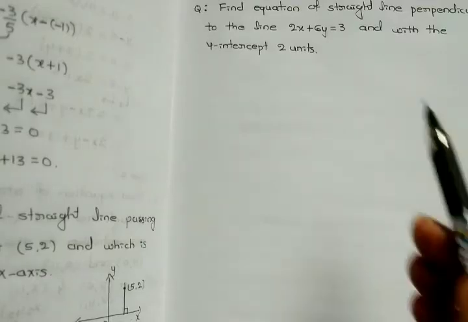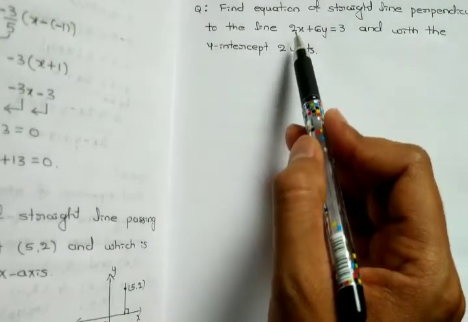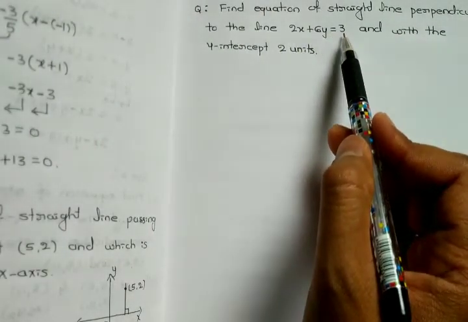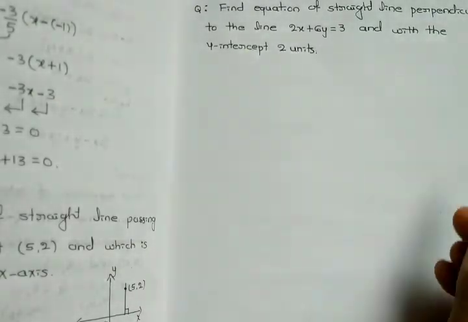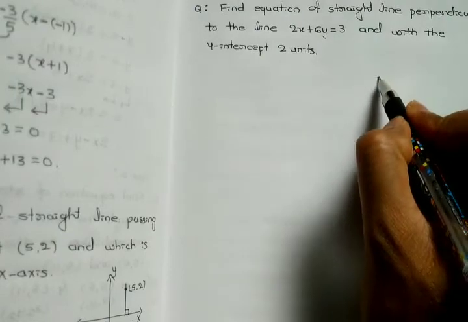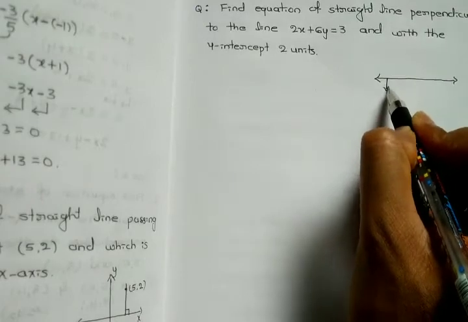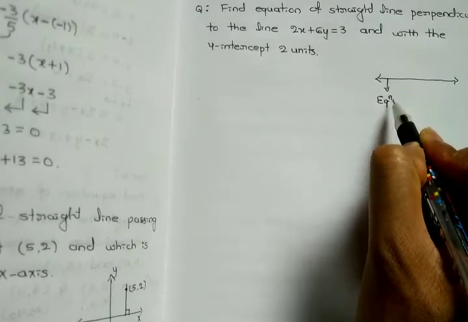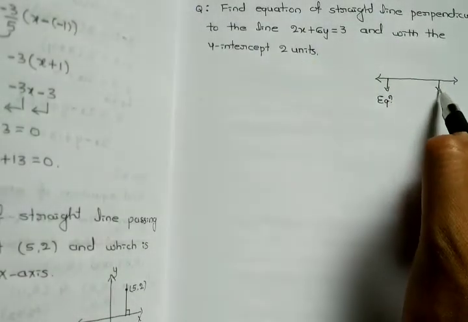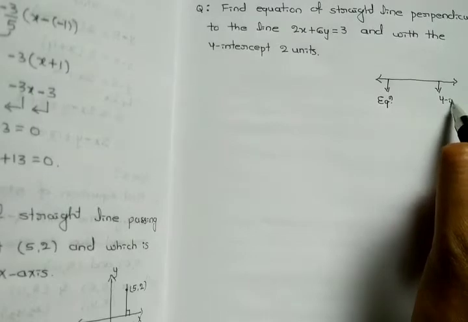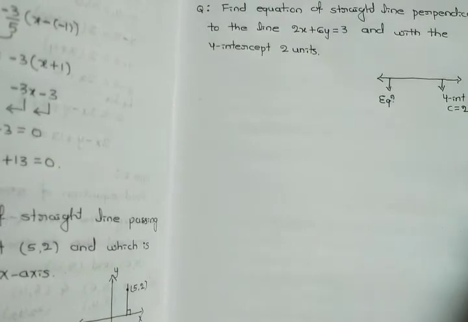Next type. Find the equation of the straight line perpendicular to the line 2x plus 6y equals 3 and with y-intercept 2 units. Means here one line is given. The equation of this line you have to find out. This line's y-intercept value is given. You know, y-intercept means the c value is given. How many units? 2 units.